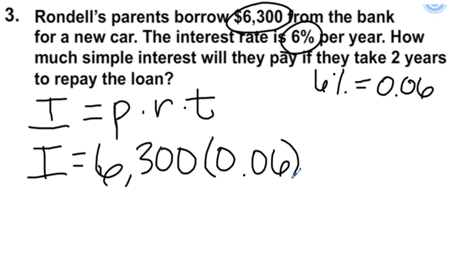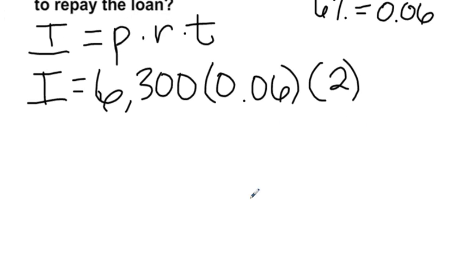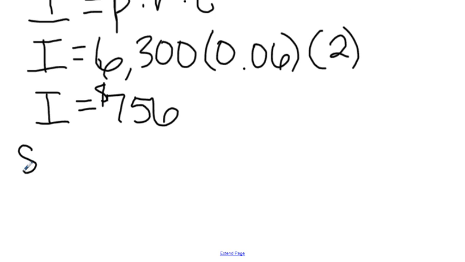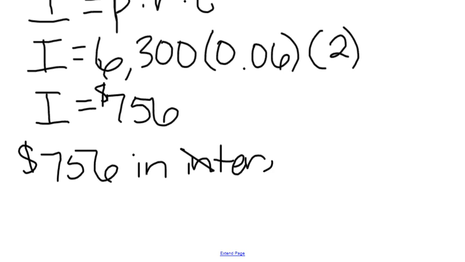And then how many years does it take them? It takes them 2 years. Okay, so all you're going to do now is multiply these numbers and you get 756. So here they have $756 in interest, and that's in the 2 years.